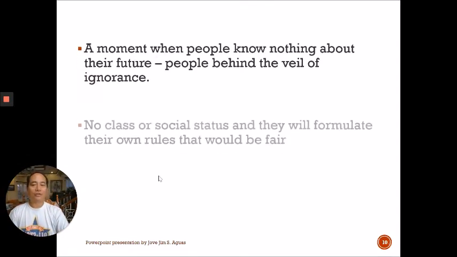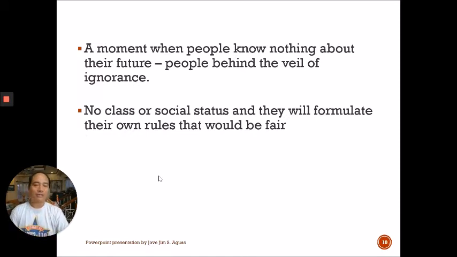So there is no class or social status. Based on this original position, they will try to formulate their own rules that would be fair. Given that original position, they don't know what's going to happen. They only know their interests, needs, and capacities. They will try to formulate rules that would be fair for everybody, and that will be the basis of their future ideal society.